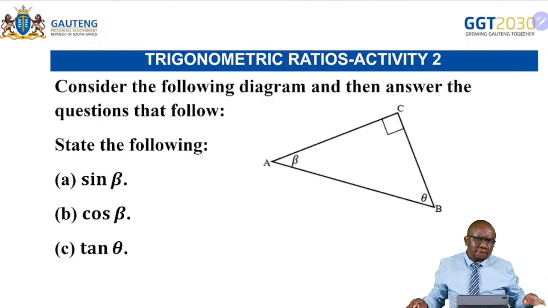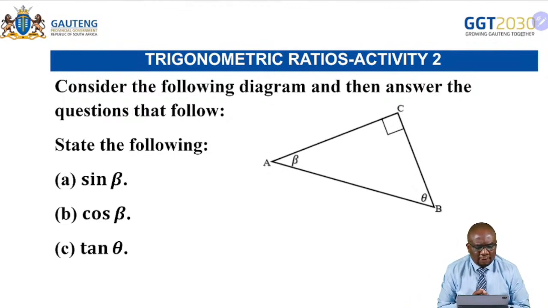Right, I'm going to give you 2 minutes. I want you to try this one for 2 minutes, and then after that, we'll mark our work. Find sine beta, cos beta, and tan theta. Let's do that for 2 minutes.